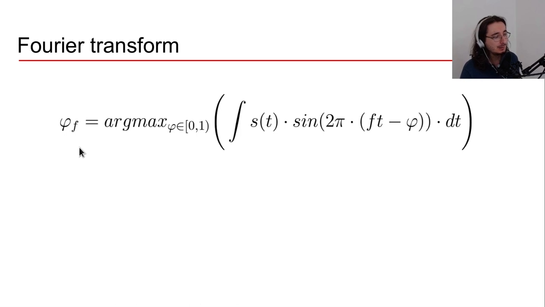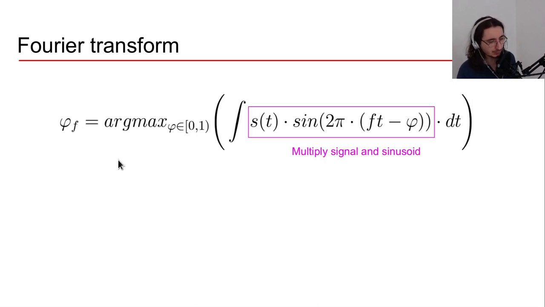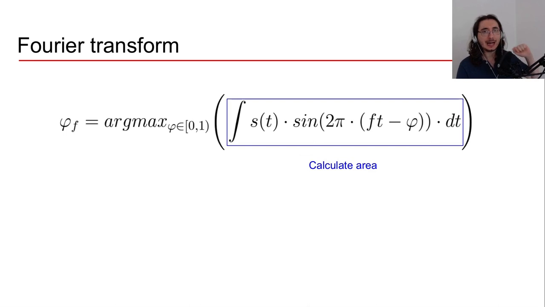So what we are looking for here is the optimized phase for a given frequency f. These two things that we have in here are just the multiplication of the signal and the sinusoid. So s of t is just our original signal, and here we have our sinusoid, and we multiply those. Now, the next step is to calculate the area, and we do that with this integral symbol. Now, you don't need to understand calculus, but the intuition here is that we are basically calculating the positive area of the combined signal, and then subtracting the negative area, and that's what we are doing with the integral, which is across time. So we take all the time throughout a given signal.